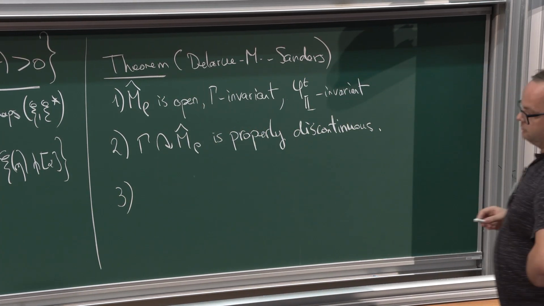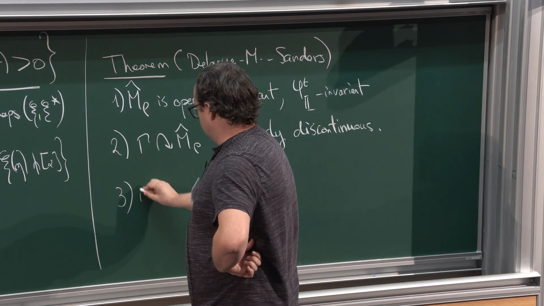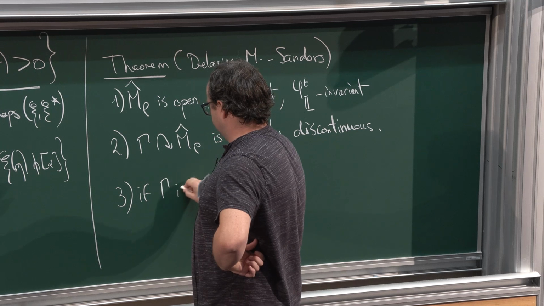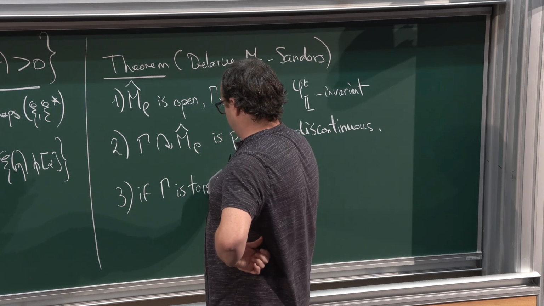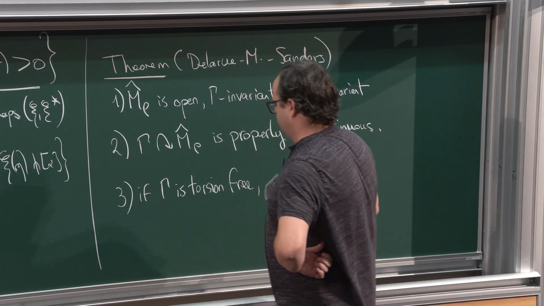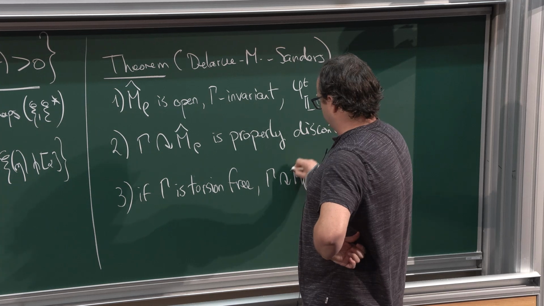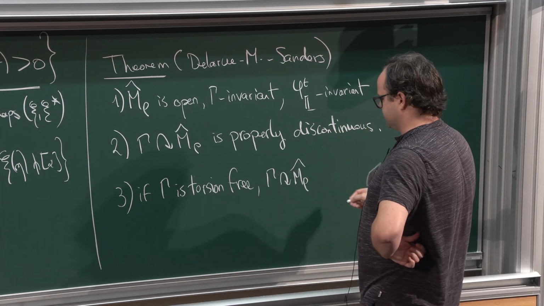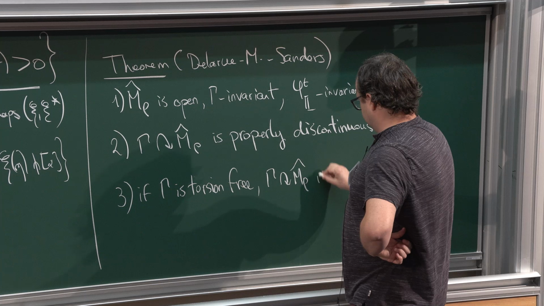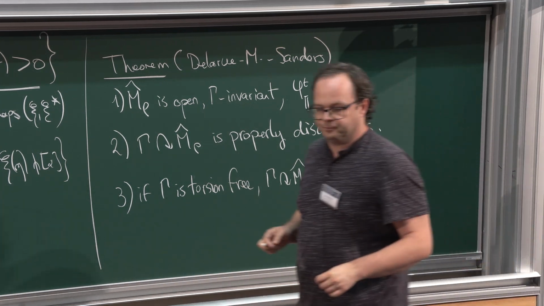And the third point, which comes for free with the second, is that if gamma is torsion free, this action is also free. So you actually have a quotient manifold and not just an orbifold. All right.